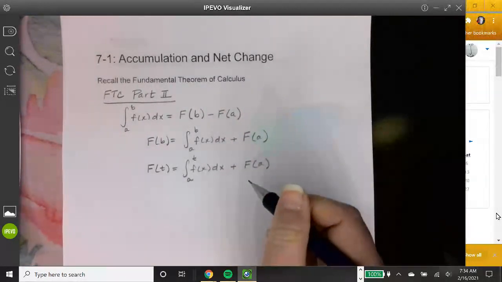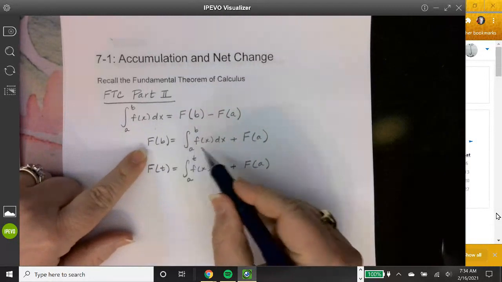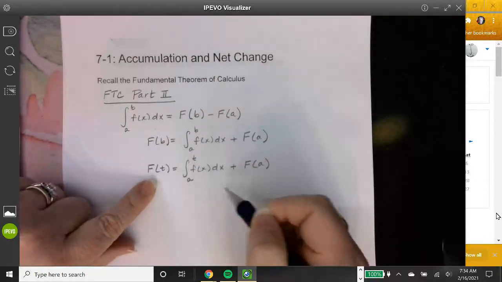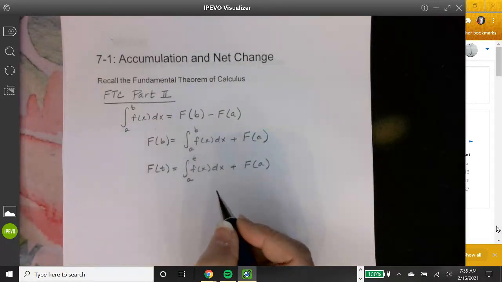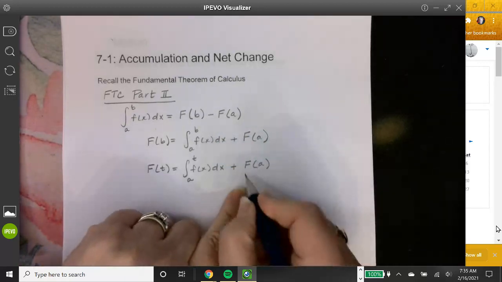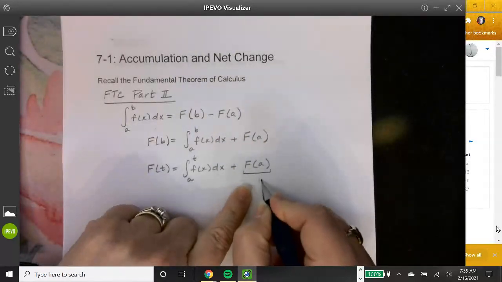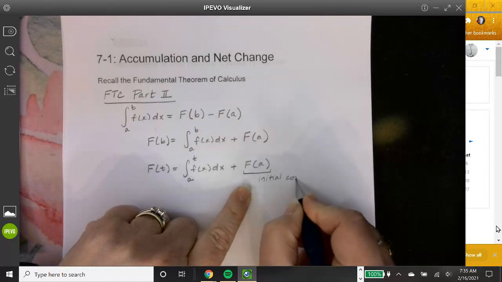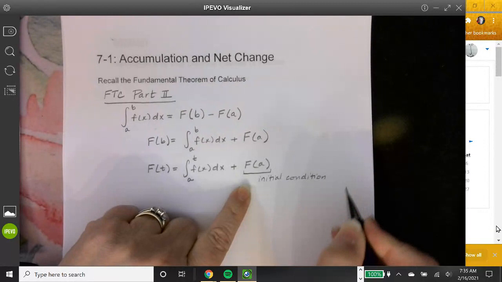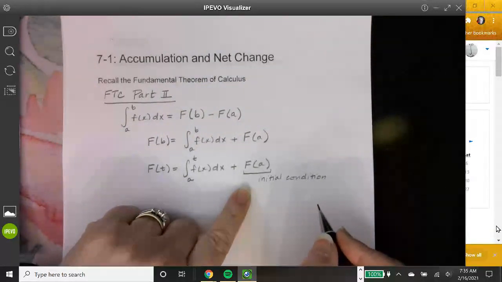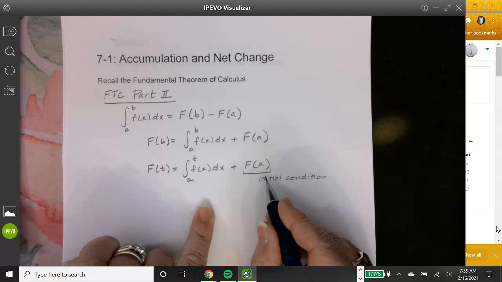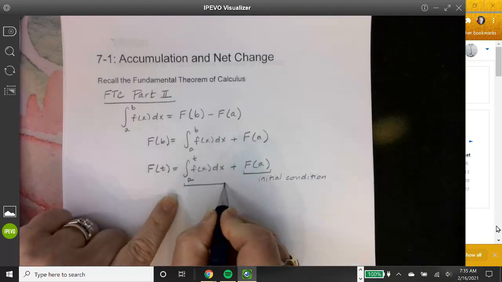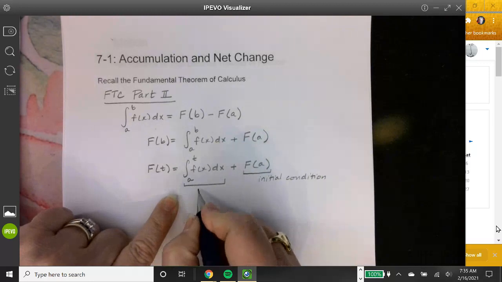Now I have two versions here. One is in terms of x only, and one is an area accumulation function based on where we're stopping, for time, or t. I would like you to consider that F of a right here would be an initial condition. For example, where you happen to be if you're a particle at time equals a. And if a is 0, that would be your initial position before you started moving. And I'd like you to consider the integral part of the fundamental theorem of calculus your net change.